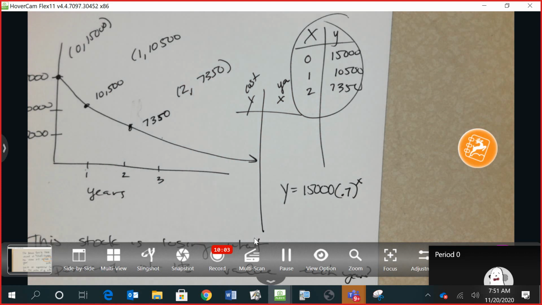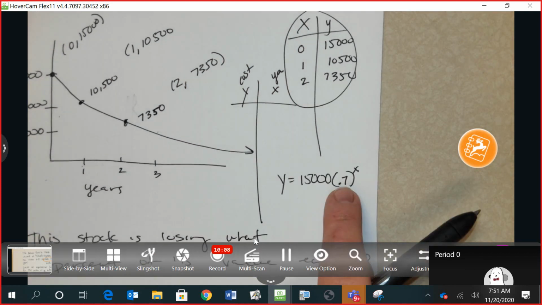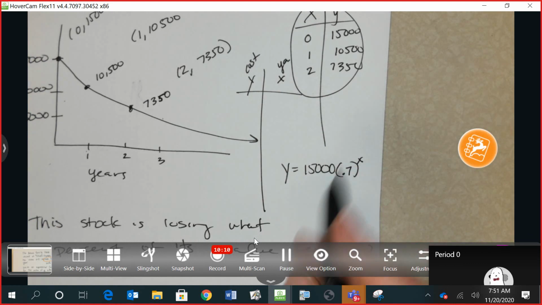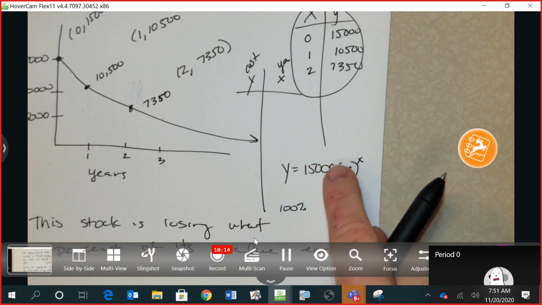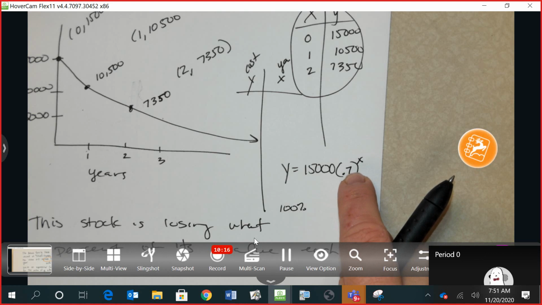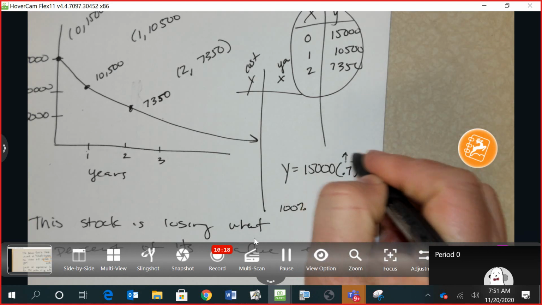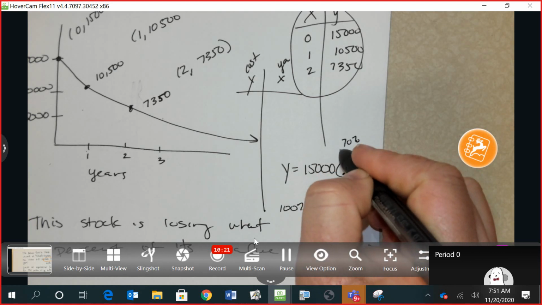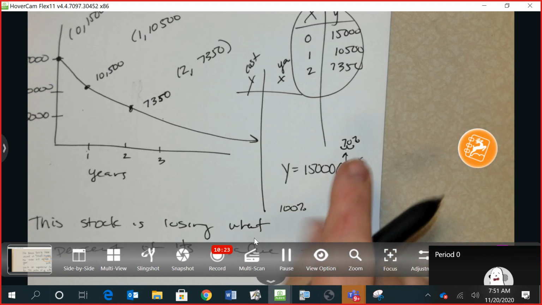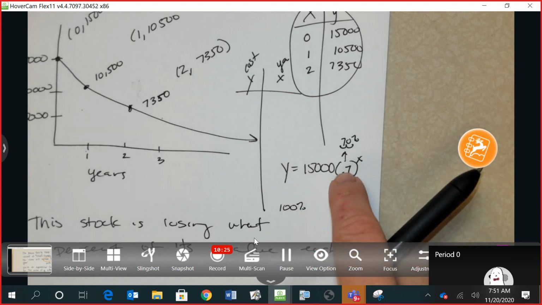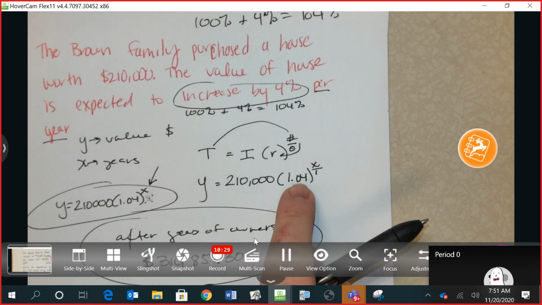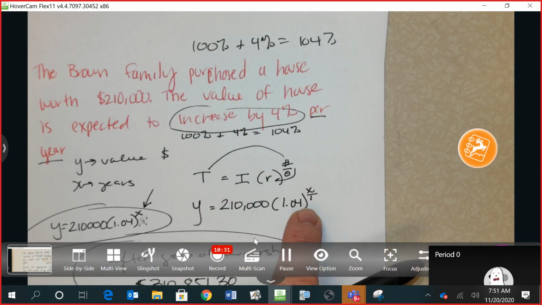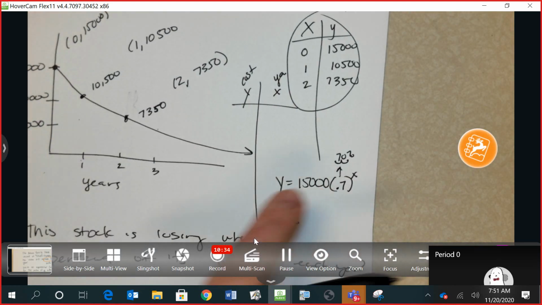Over here, it's slightly different. Remember, 100% is always the baseline, so I'm going to put down 100%. And I know it's decreasing because this is less than 100%, right? This written as a percentage is 70%. If you take this decimal and move it 2 places to the right, it'd be 70%. This is my end product, just like 104%, 1.04 is the end product.